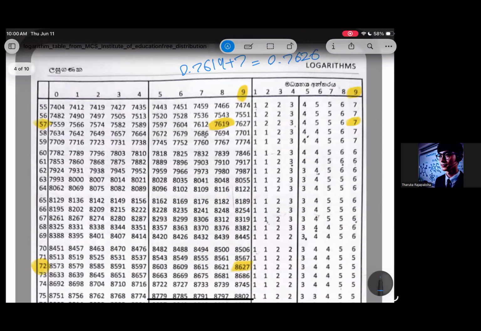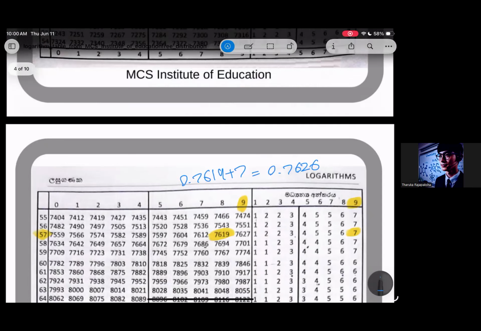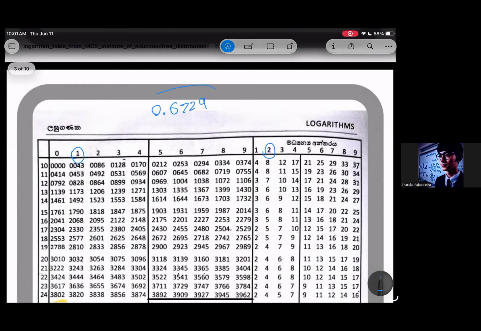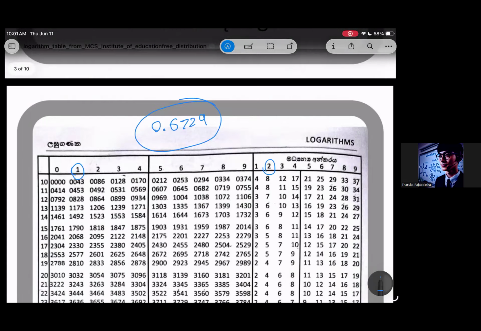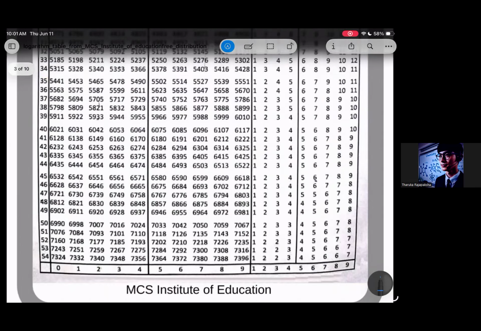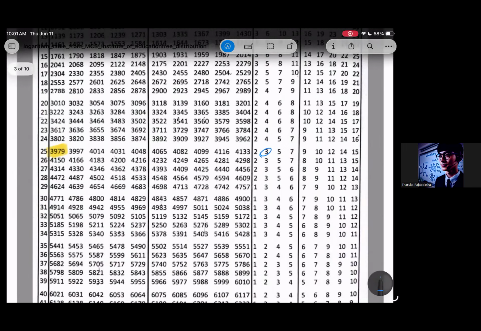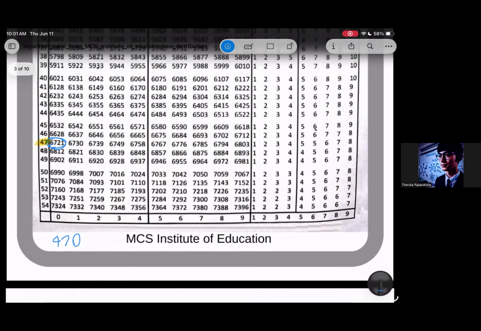So let's say we have to find the antilog of 0.6729, right? We're going to go to the value 6729. For example, now 6730 is there, but 29 is not there. We can go for the lesser value than this one. 6721 is there. So we're going to look at the values corresponding to it and write them down separately. So we have 47. We can write 47 here, and then the corresponding value for that, 0, right? 470.